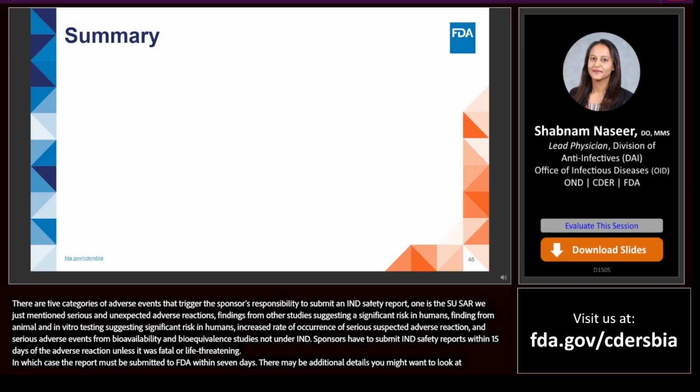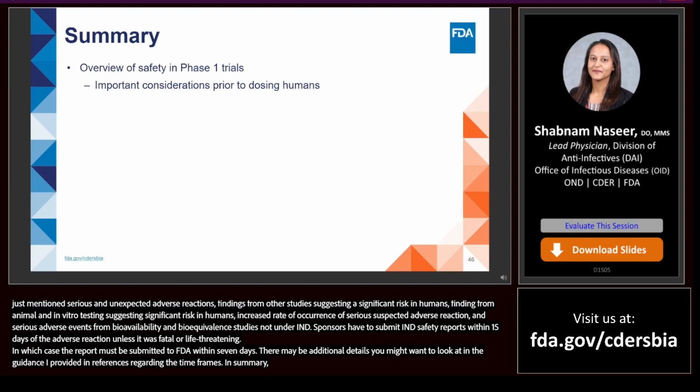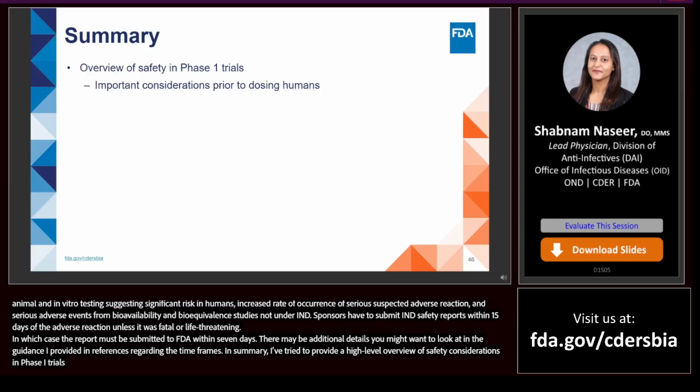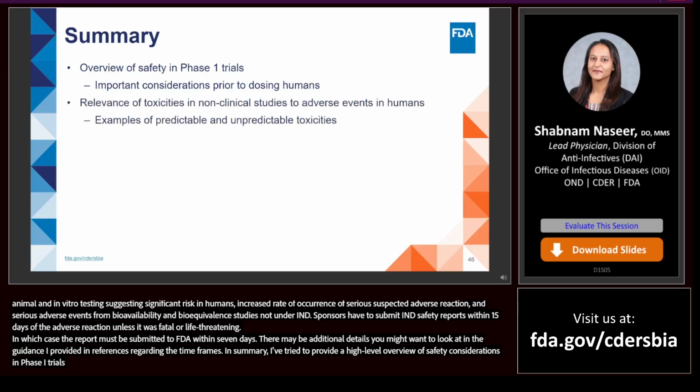So in summary, I've tried to provide a high-level overview of safety considerations in phase 1 trials, important questions to ask yourself before you decide to dose humans as you translate the information from non-clinical studies to either healthy volunteers or patients, what's the relevance of toxicities seen in the non-clinical studies, and how they translate to adverse events in humans.